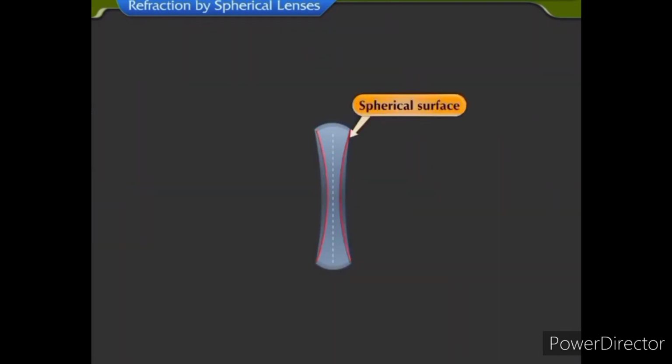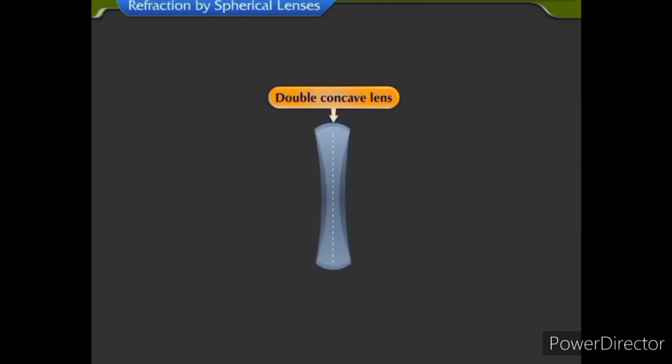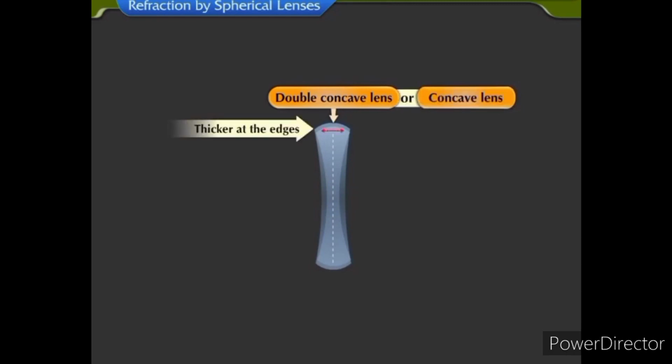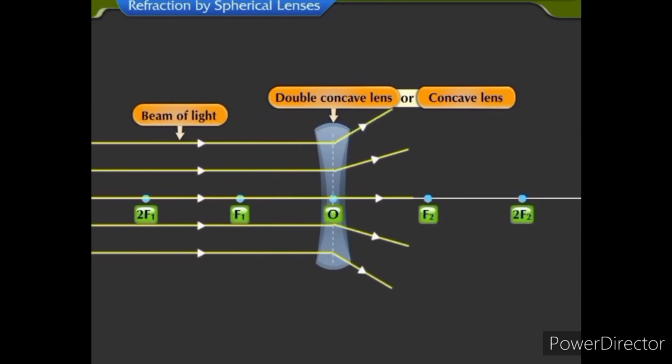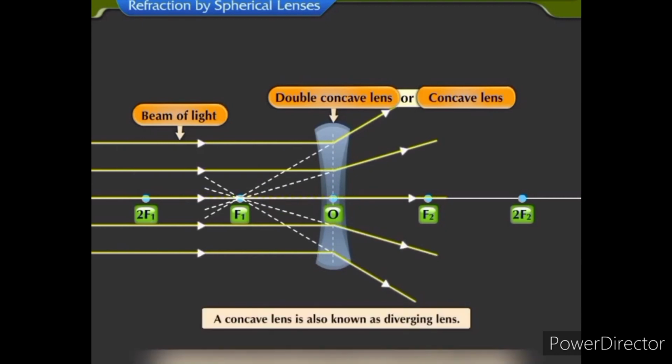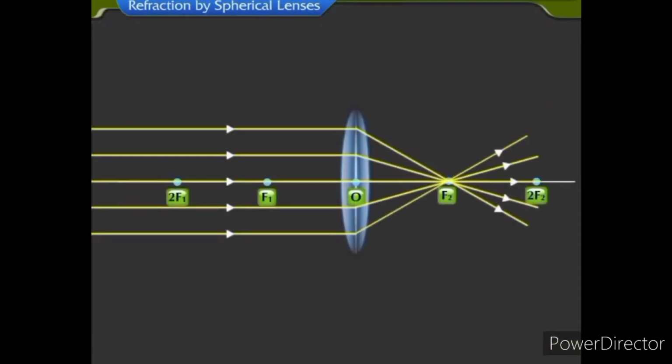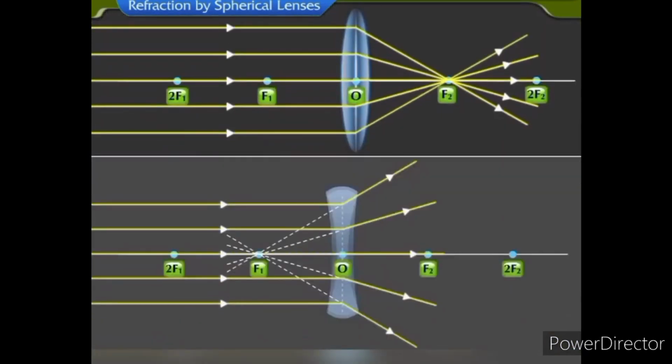A lens having two spherical surfaces curved inwards is called a double concave lens or simply a concave lens. It is thicker at the edges than at the middle. A light beam incident on it is diverged. Therefore, such lenses are called as diverging lenses. Before we learn more about the lenses, let us get familiar with the terms related to spherical lenses.